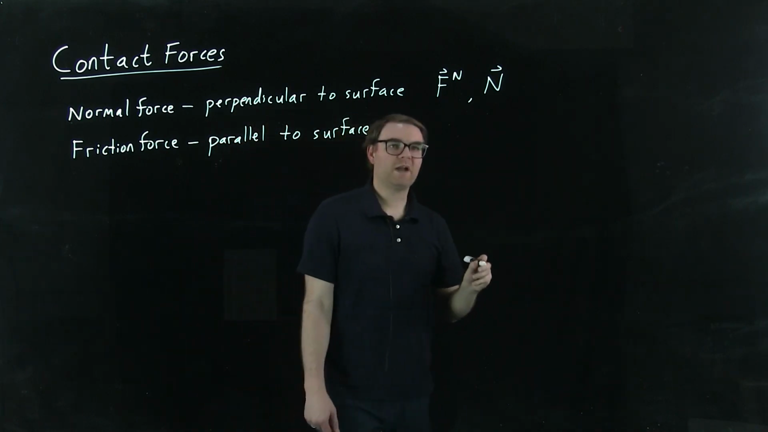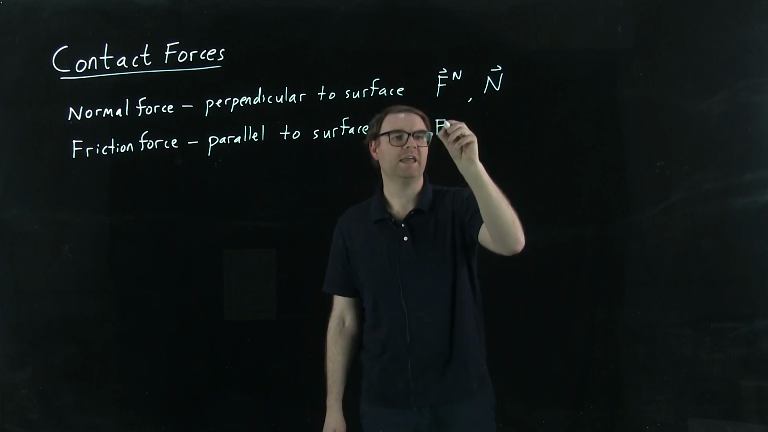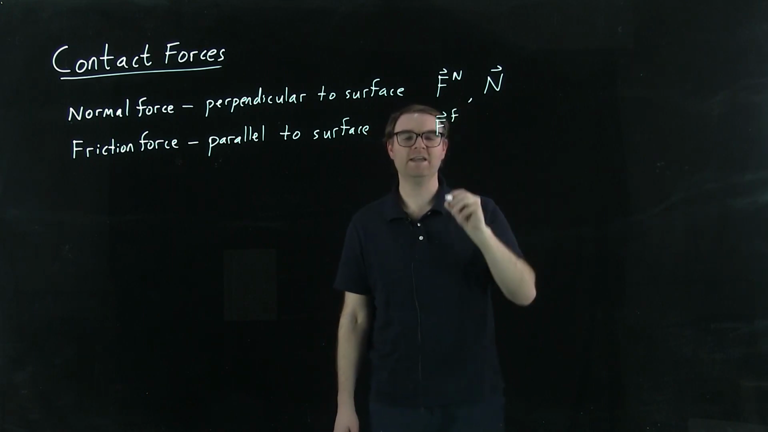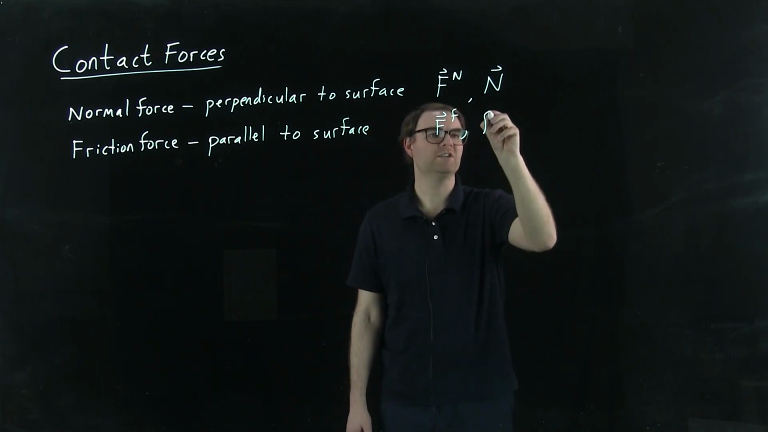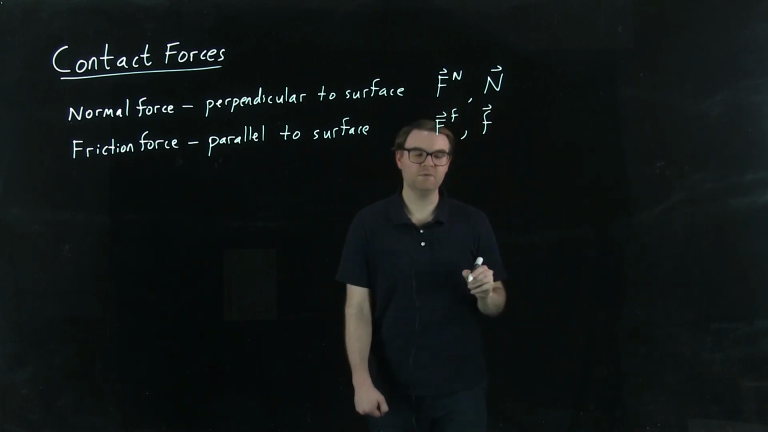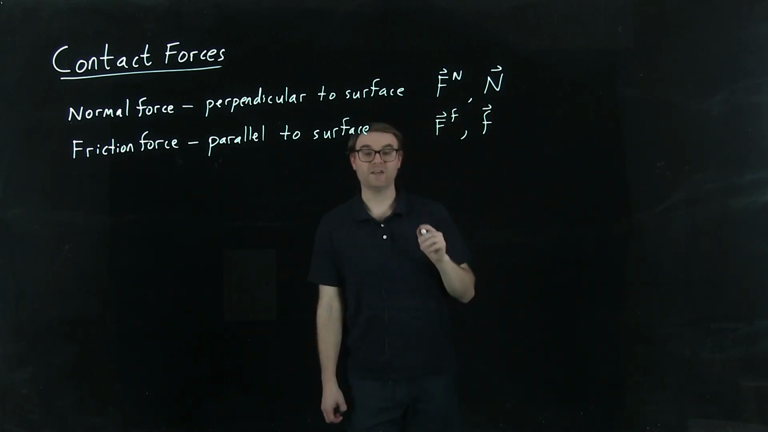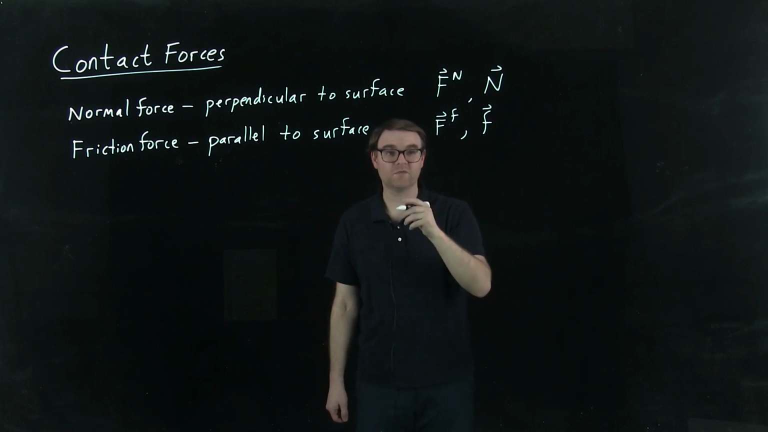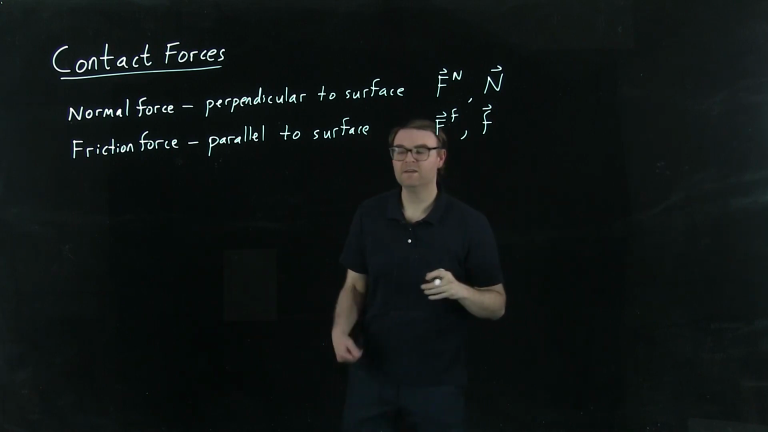And if you're not sure what kind of friction you have, you might denote it, again, with a capital F for force and a lowercase f, or you might just decide to use the lowercase f symbol. And as you'll see later in the course, there are different kinds of friction that you might further identify in your force list.